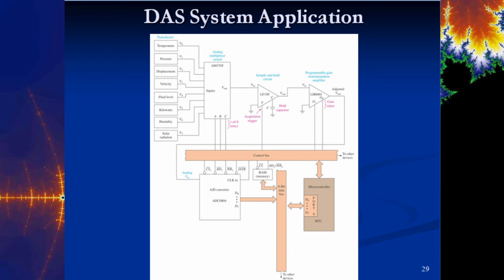And we can scale it in almost any unit you can think of. So here we have temperature, pressure, displacement, velocity, fluid level, kilowatts, humidity, solar radiation. So we've got these transducers converting the physical quantity into some voltage. Most transducers are either 0 to 5 volts out or 0 to 10 volts out, or they could use 4 to 20 milliamps output.